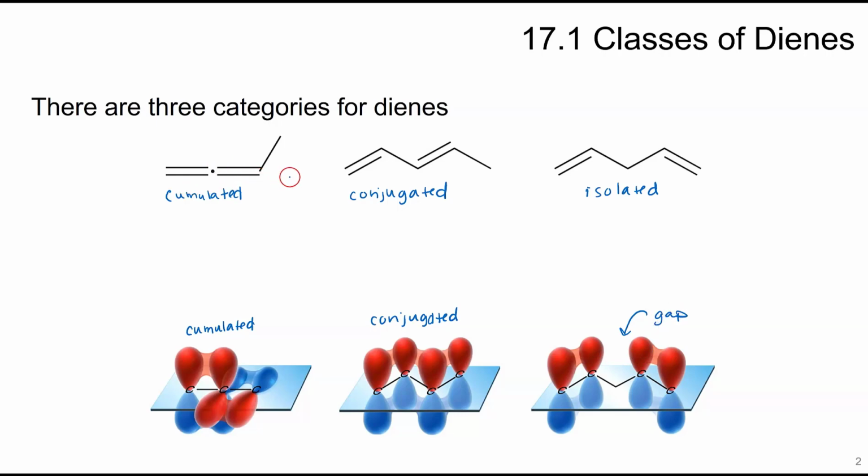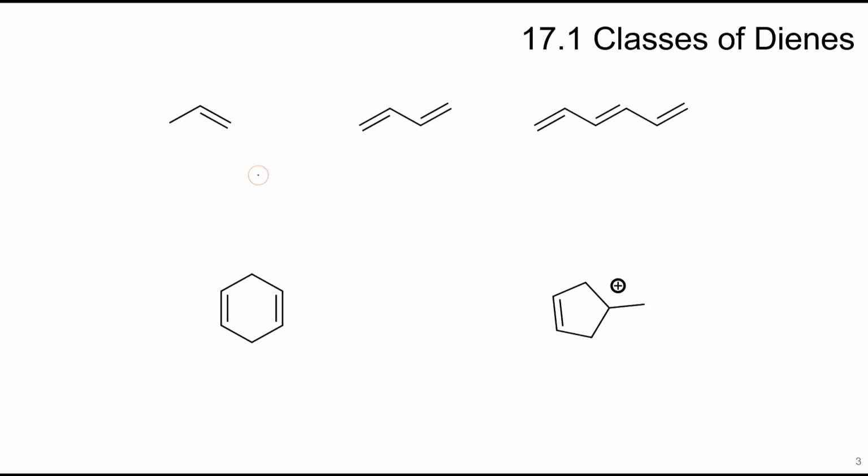Accumulated have the two double bonds in a row. Conjugated has the single bond in there where the pi bonds overlap. And the isolated has more than one single bond in between the double bonds, and the pi orbitals do not overlap. If you recall, this one here is an allyl double bond where there's a carbon coming off of there. We have a 1,3 diene. This is a 1,3,5 triene.